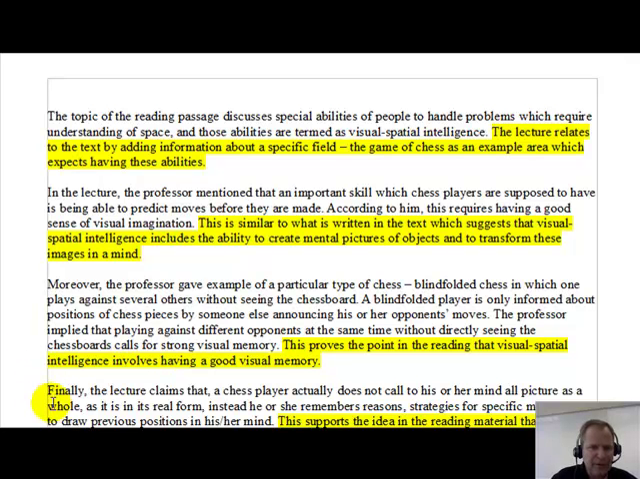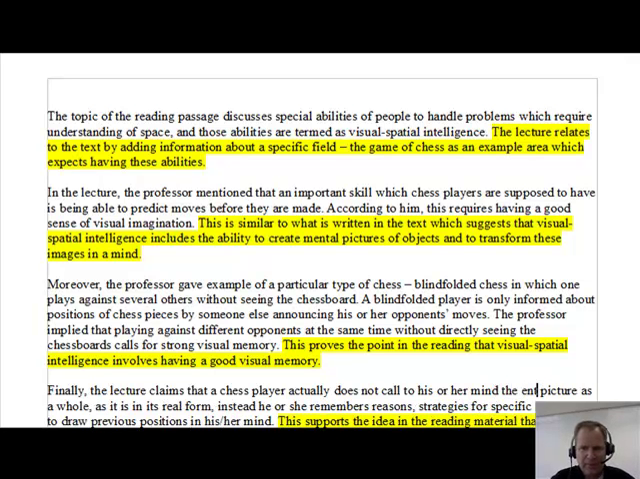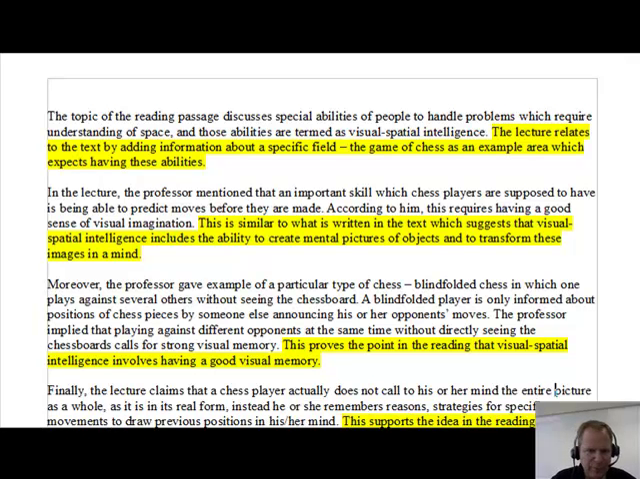It says here, "Finally, the lecture claims that" again, no comma, "claims that a chess player actually does not call to" I'm going to say, "call to his or her mind," maybe change to "the entire picture as a whole, as it is in real form."